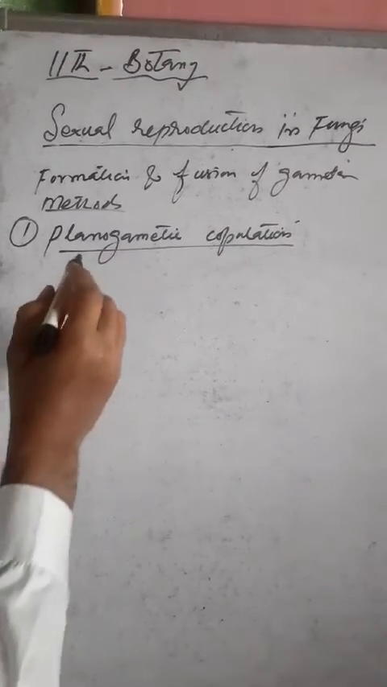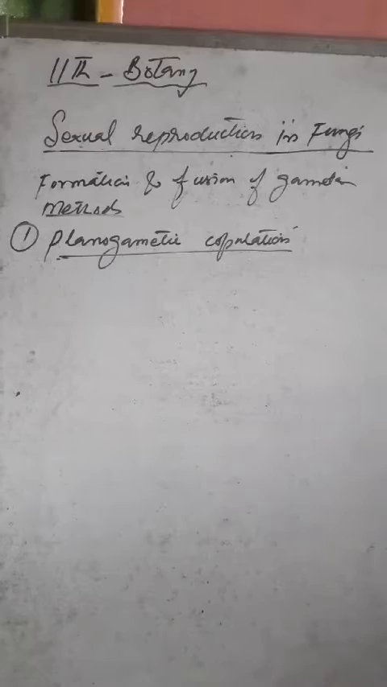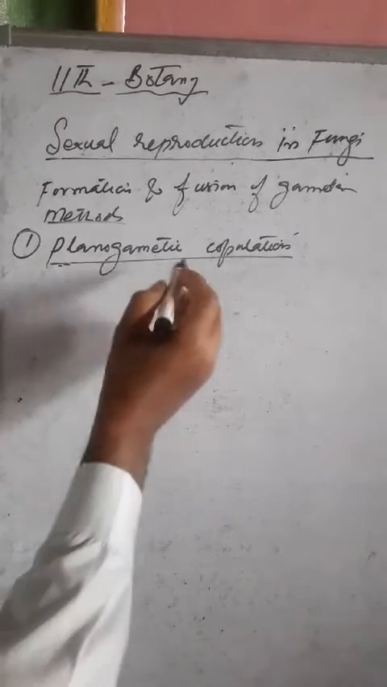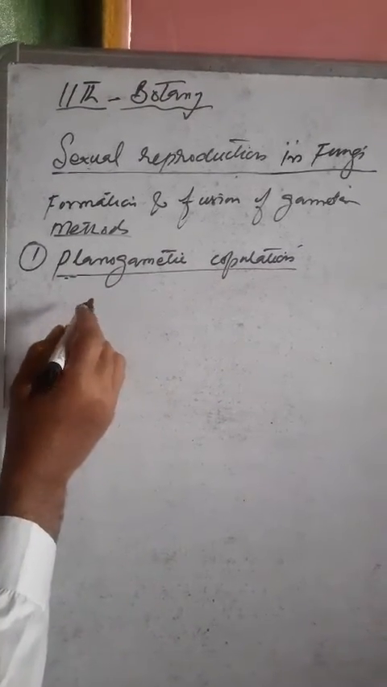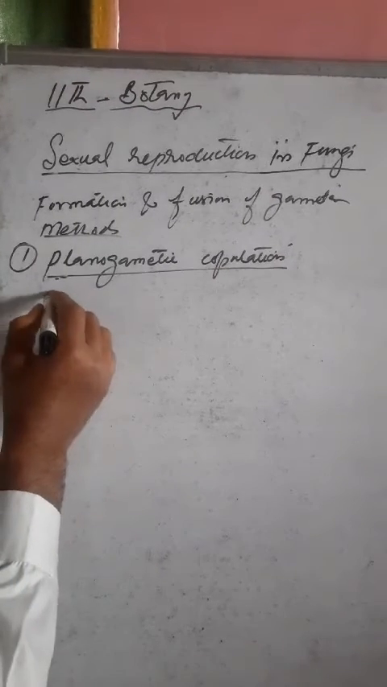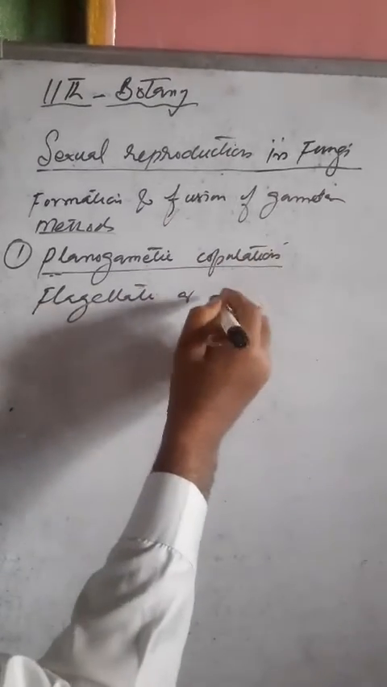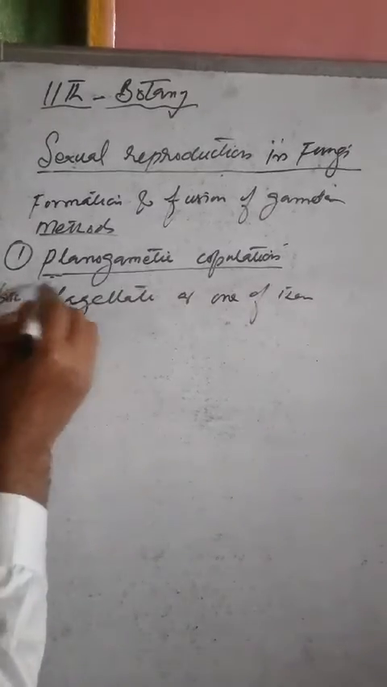Here gametes are formed. First, the male and female gametes are formed, and then they fuse, resulting in the formation of the zygote. The gametes formed because of planogametic copulation may both be flagellate, or one of them may be flagellate.